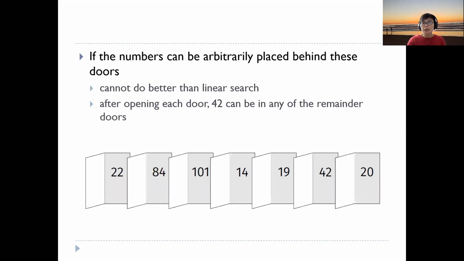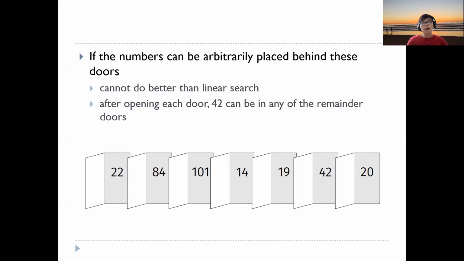Now, if there's no structure behind all this, if the numbers can be arbitrarily placed behind the doors, as we said earlier, you cannot do better than linear search. Let's say you open the third door and the number is 101. You still don't have any idea where 42 could be. That's why, in the worst case, you have to perform linear search. You have to check every door. You can just do it from the beginning one by one, it makes no difference in the worst case.